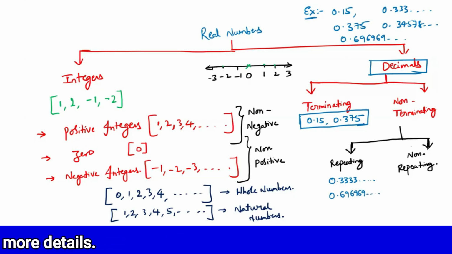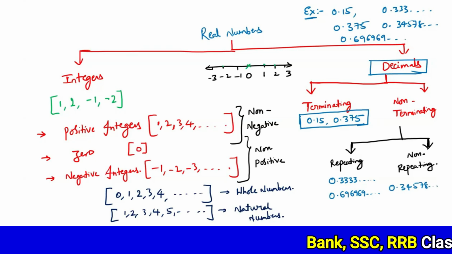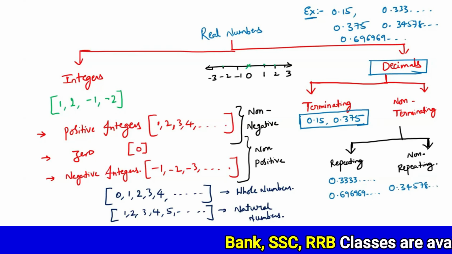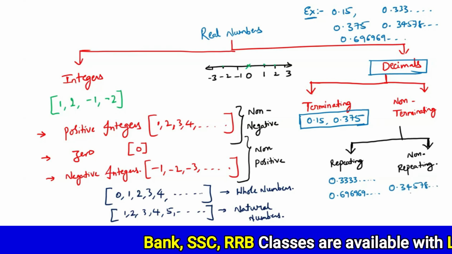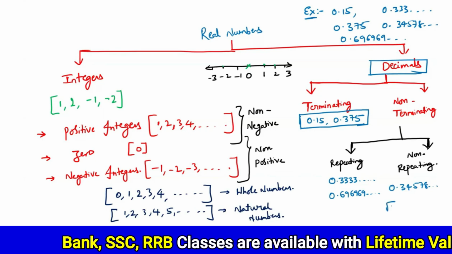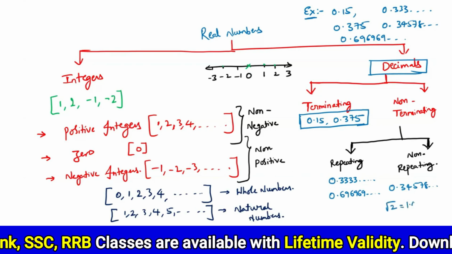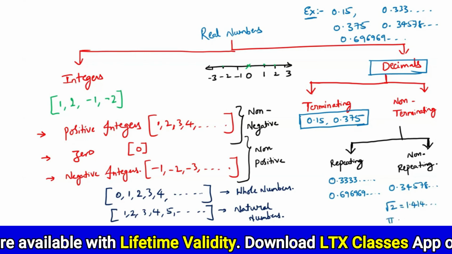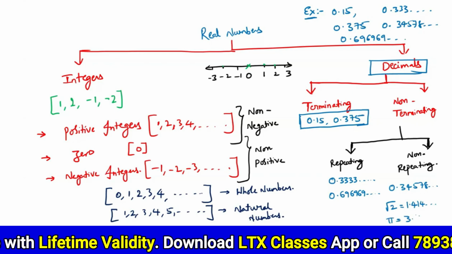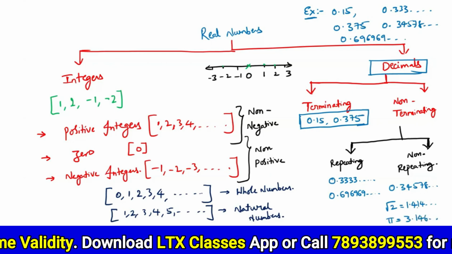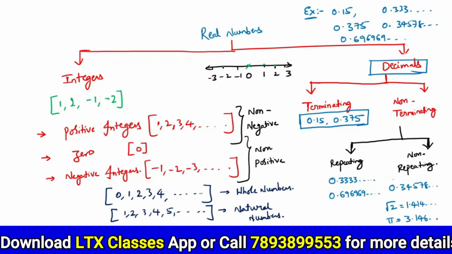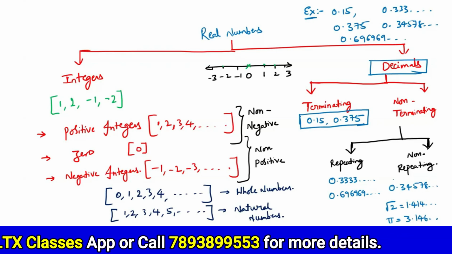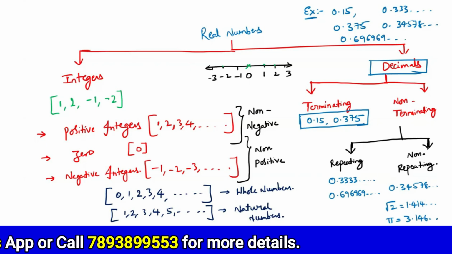And now coming to non-terminating, non-repeating. It is like root 2, or 0.3578. These types of examples will be considered as non-terminating, non-repeating because after the decimal point, the numbers will not be repeated. Or else, the value of root 2, 1.4145, and the value of pi also, 22/7, 3.146 and so on. So these types of examples will be considered as non-terminating, non-repeating decimals. So this is a basic classification regarding real numbers.